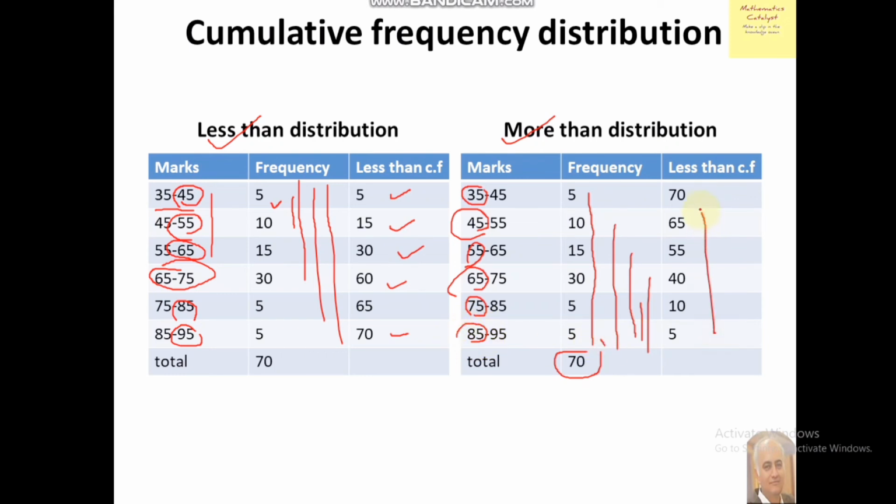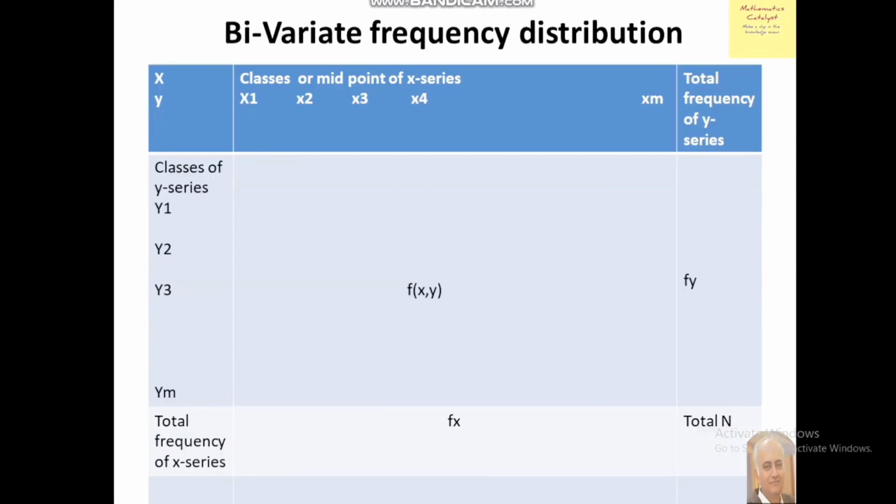So in this way we can fill this distribution, more than cumulative distribution, it is not less than, please, more than cumulative distribution. So in this way we can define the cumulative distribution. And now last is bivariate frequency distribution. What is bivariate frequency distribution?